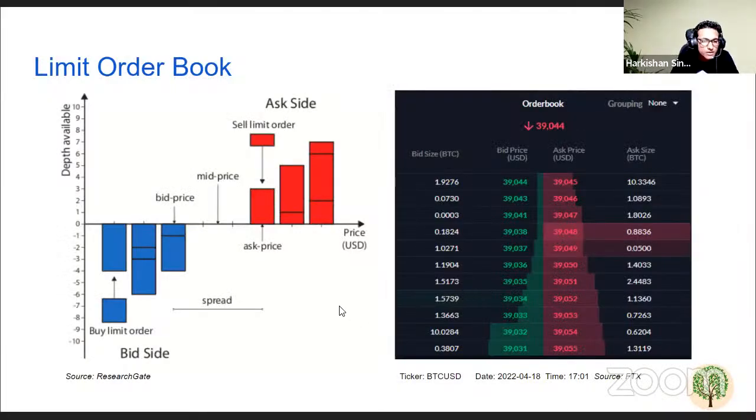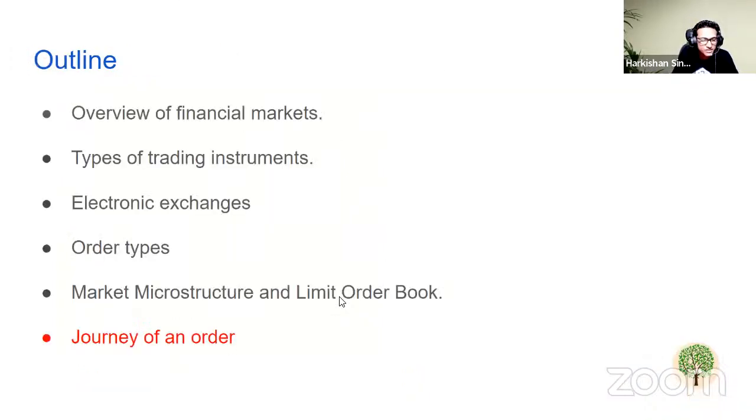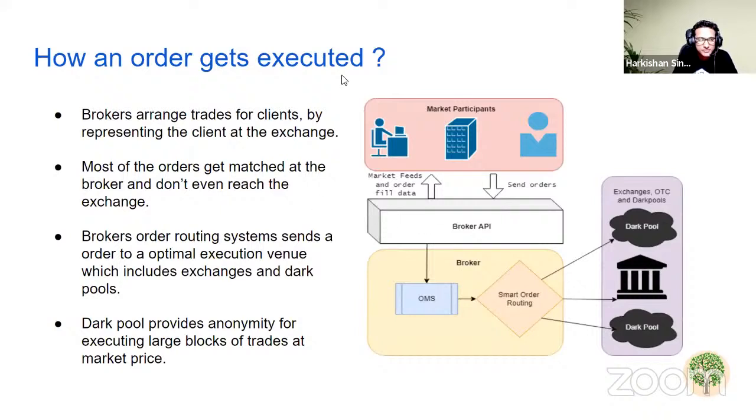Okay, so the limit order book has been explained. Now finally we come to the journey of an order. What happens from the moment you click, I want to buy 100 shares of Apple at this price, or you don't mention the price? What happens after you click the enter button? How does it get executed at the exchange? It is usually sent to a broker, because most of us don't get direct access to the exchanges, or over the counter exchanges, except in crypto markets, of course.